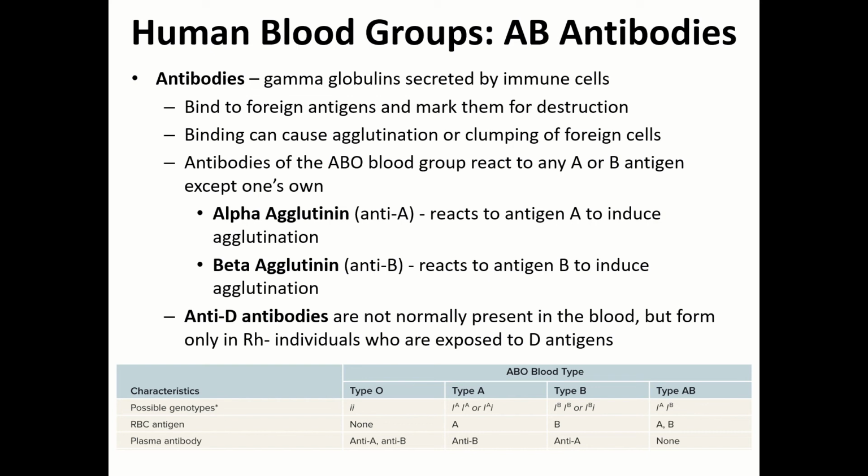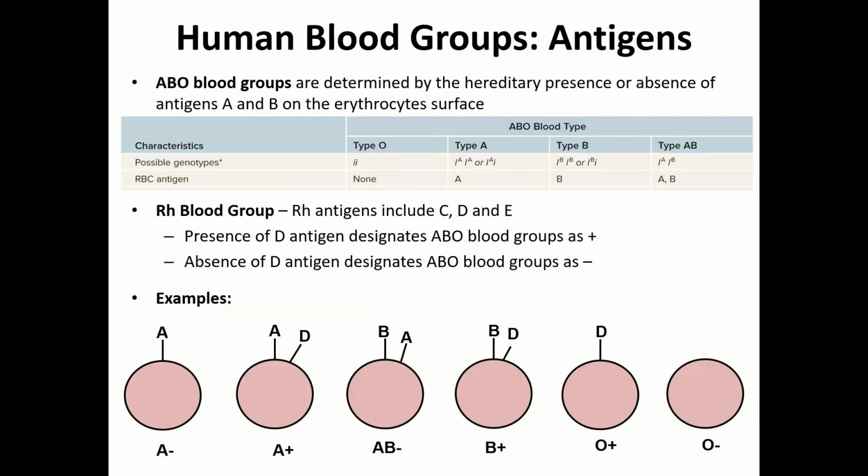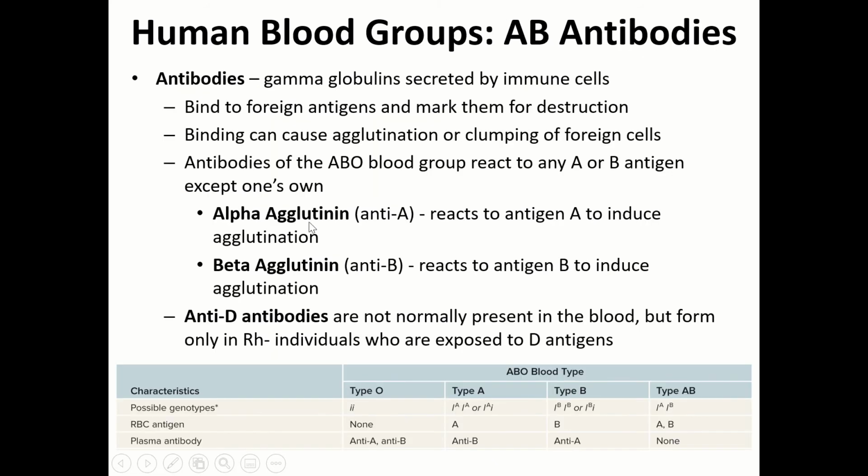So as we look specifically at the antibodies associated with blood type, it's important to note here that antibodies of the ABO blood group react to any A or B antigen except their own. Now this is key. You do not want antibodies that attack your own cells. That does happen in some cases, and that's what we know of as an autoimmune disease or an autoimmune reaction. That is not the norm, and so you don't want to be assuming that a person's ABO antigens, again on the surface of their cells like we saw down here, are the same as the antibodies that we see here.